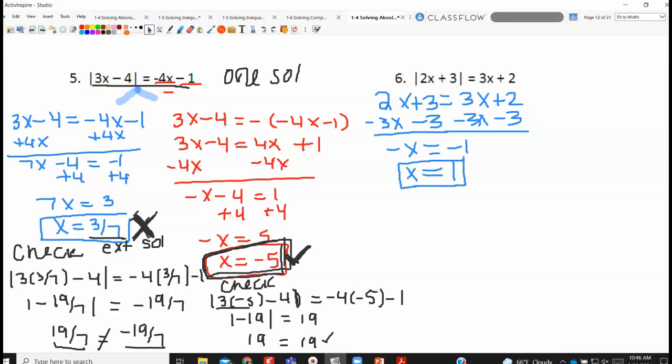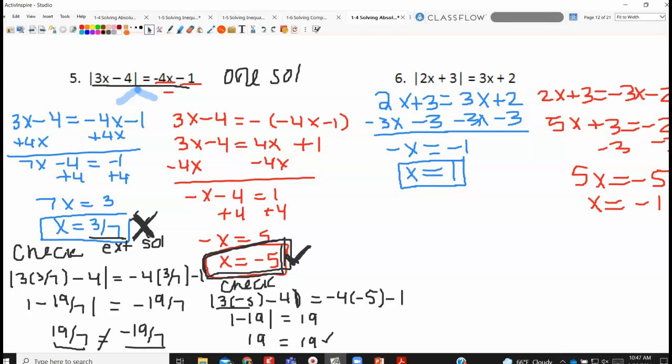And then for the negative side, we get 2x plus 3 equals negative 3x and negative 2, because you take the opposite of both. Add 3x to both sides. So you get 5x plus 3 equals negative 2. Subtract 3 away and you get 5x equals negative 5, or x equals negative 1. We're going to check both of those back into the original.